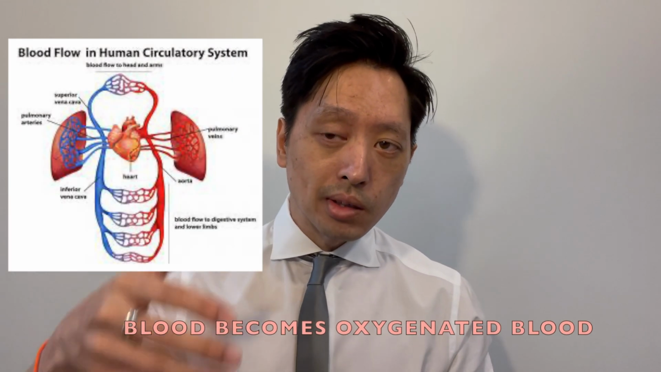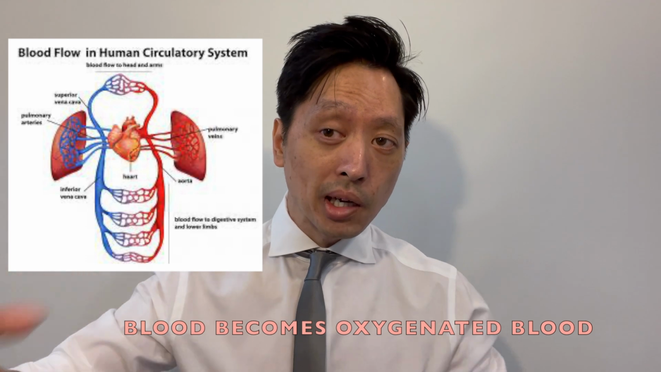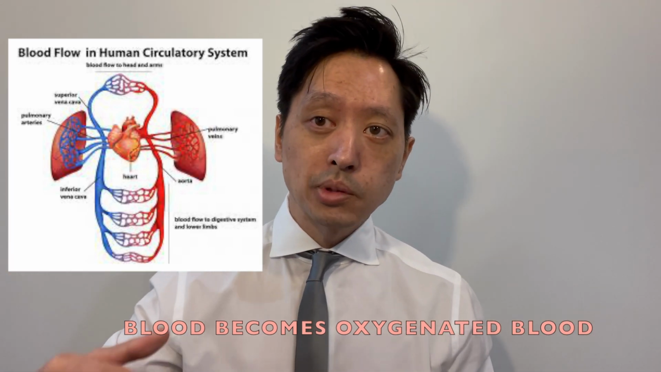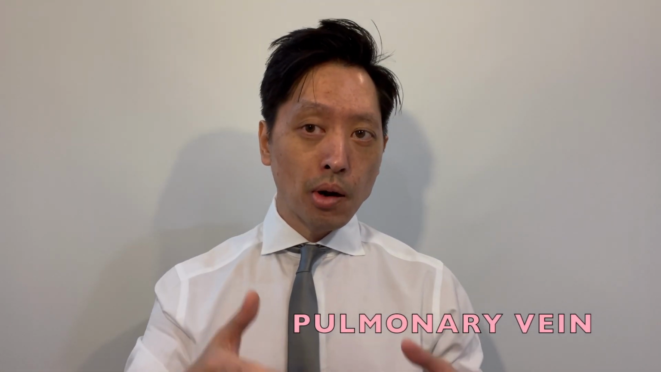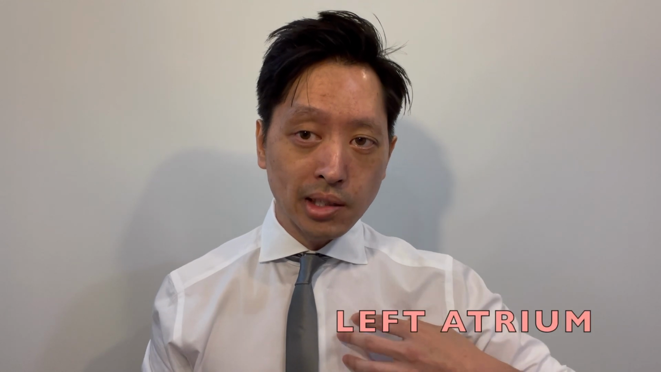So when the oxygen that we breathe in diffuses into the blood, now that blood can pick up the oxygen and it becomes oxygenated blood. So now this oxygenated blood, or the blood with high oxygen content, will go into your pulmonary vein, and the pulmonary vein will put that oxygenated blood back into your heart, to the left side of your heart.